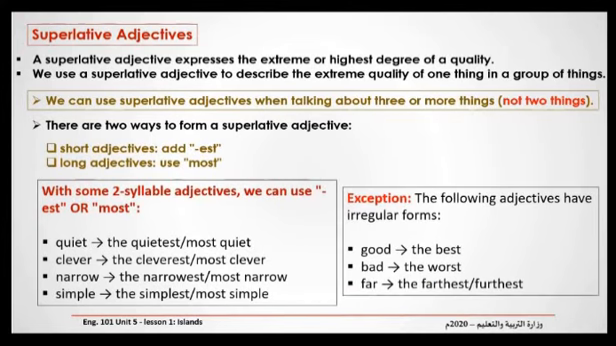However, there are exceptions. The following adjectives have irregular forms. The word good, it is the best. For bad, it's the worst. For far, it's the farthest or the furthest.